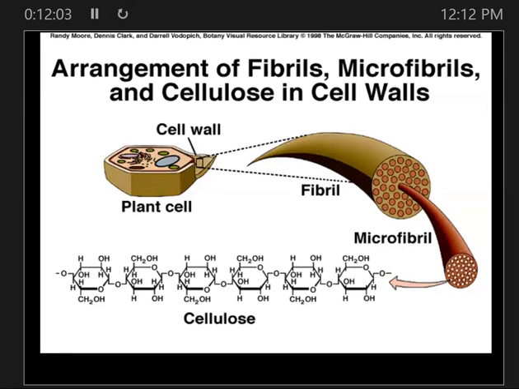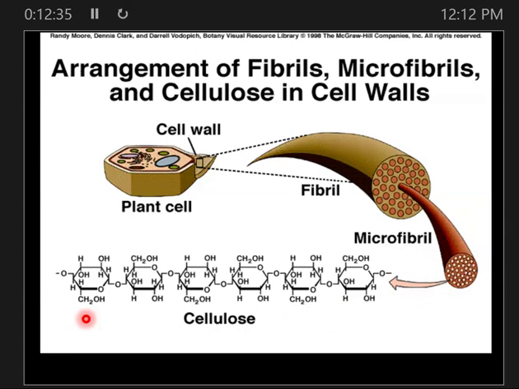Now what the artist is trying to show here is that you have a cluster of a bunch of chains of cellulose all clustered together. So that's what this is showing here in the microfibril. So they cut it in cross section and saying each one of those little whitish things is a chain of cellulose. Does that make sense? Okay, so they're all kind of clustered together. And we call that a microfibril when a bunch of cellulose chains or strands are clustered.